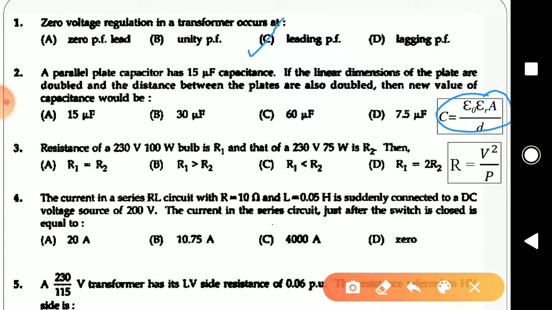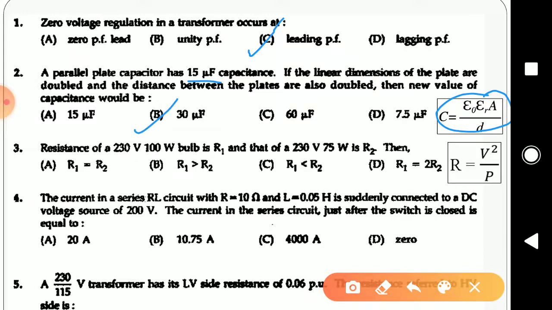The area dimensions have been doubled. The dimensions have been doubled means length and breadth are doubled. Area becomes 4 times. Distance is 2 times. Therefore, 4 by 2 will give you 2. The new capacitance will be 2 times the previous capacitance. The previous capacitance was 15 microfarad. 15 into 2 will give you 30. So option B is the correct answer.